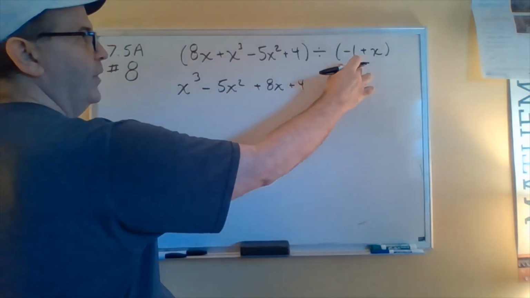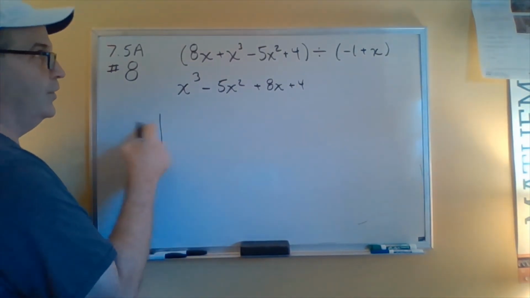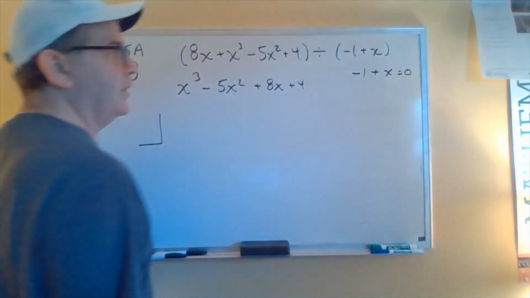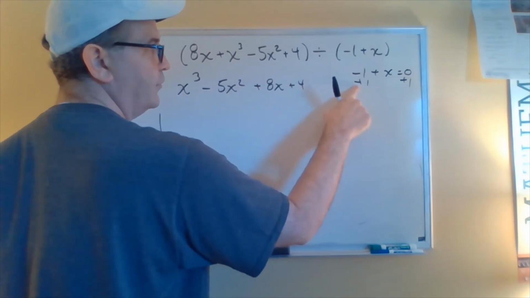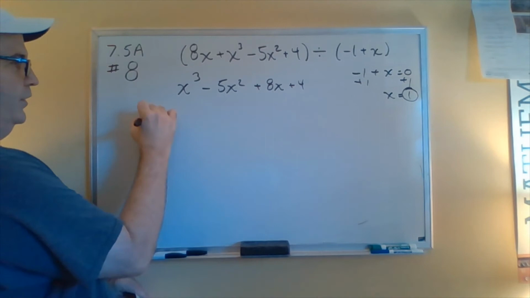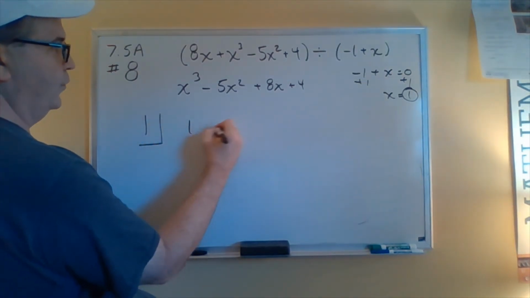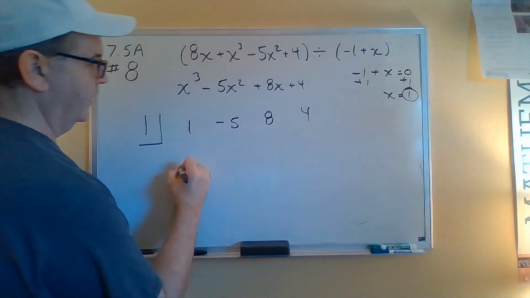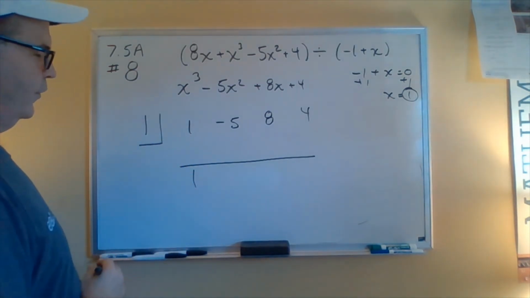I'm going to divide that using synthetic division, so I'll make my little divisor box. What number goes in here? Well, I have to set my divisor equal to 0. So I'm going to add 1 to each side. That way my -1 and +1 cancel out, and I get x equals 1. So that's why the number 1 goes in my divisor box. I list my coefficients, 1, -5, 8, and 4. Draw my division line and carry this first term down.